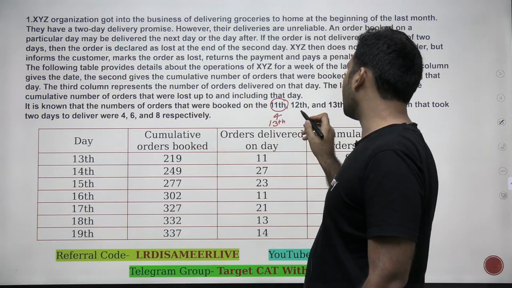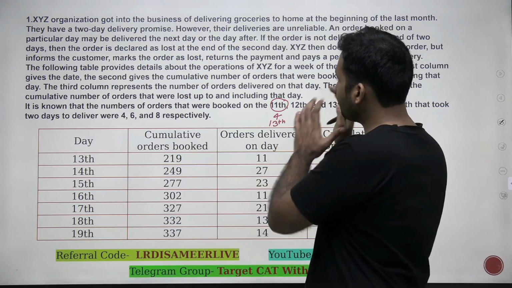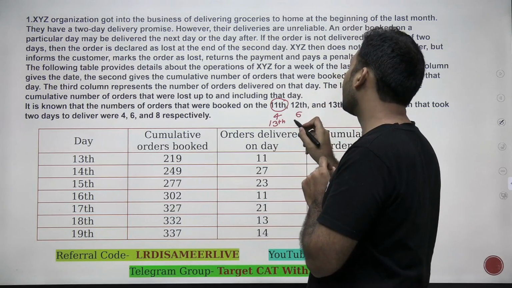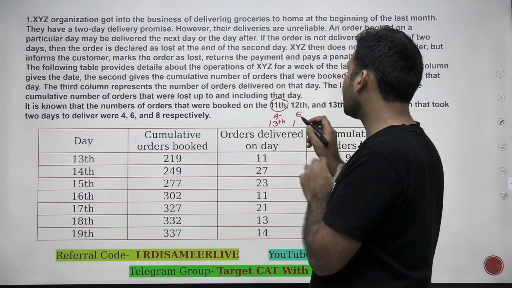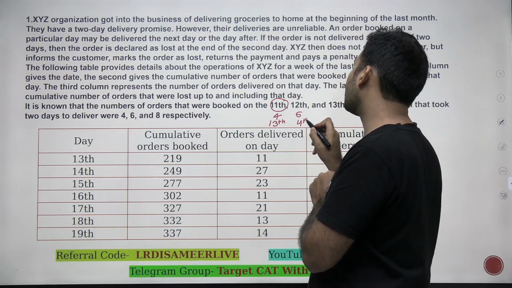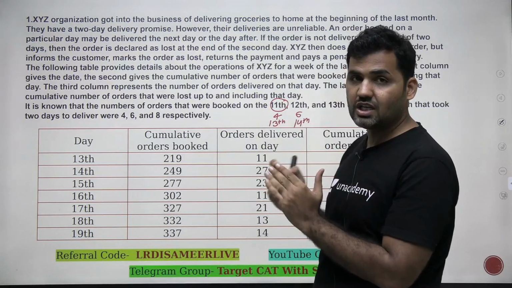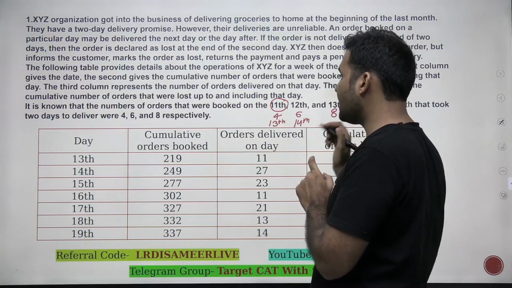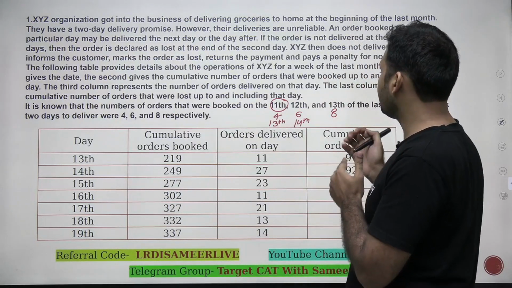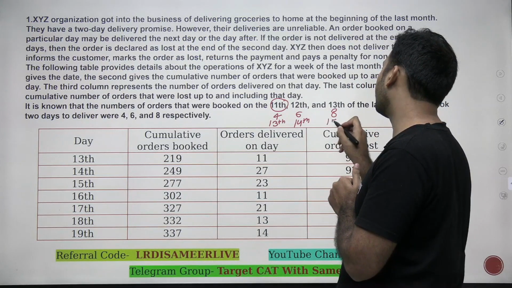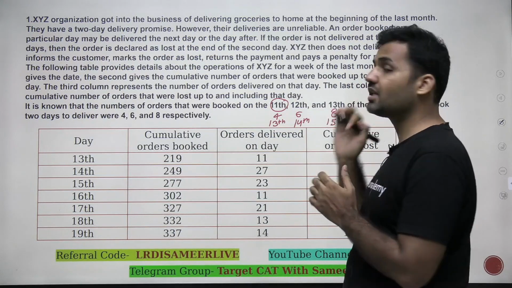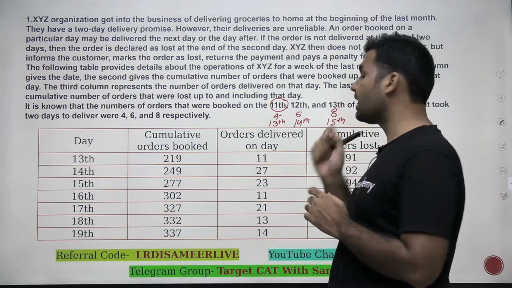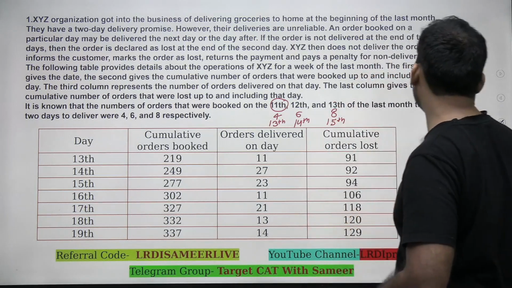There's 6 such orders which I am placing on 12th, but they are taking 2 days to deliver. So that means these 6 orders must be delivered on 14th of that month. 8 orders have been placed on 13th and it takes 2 days to deliver. So can I say that on 15th these 8 orders have been delivered.